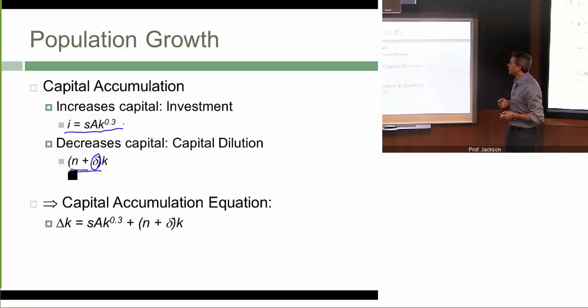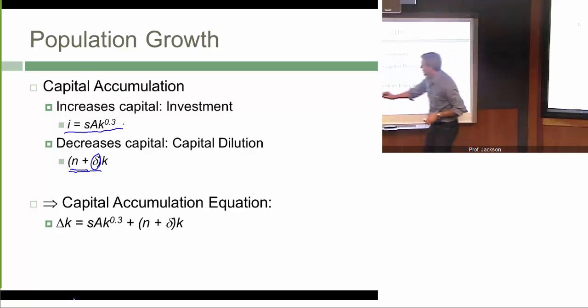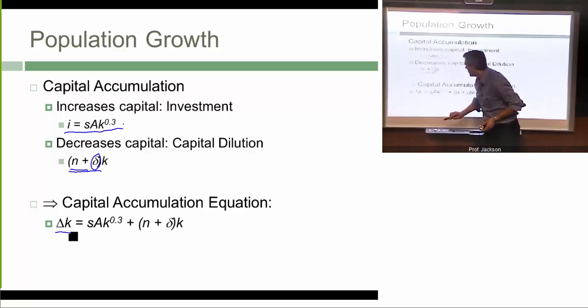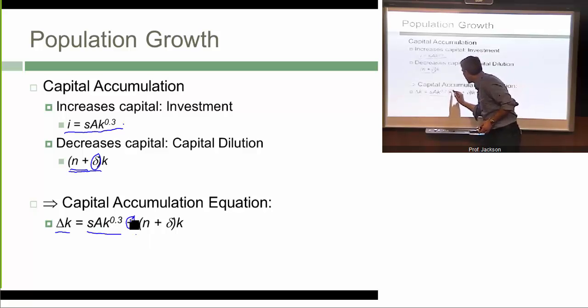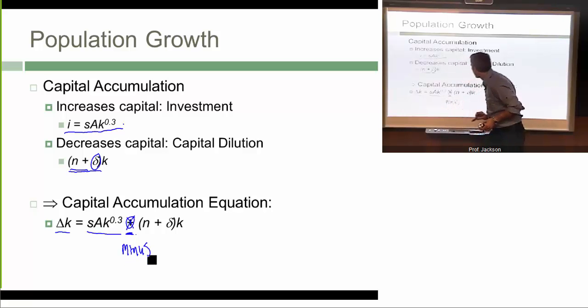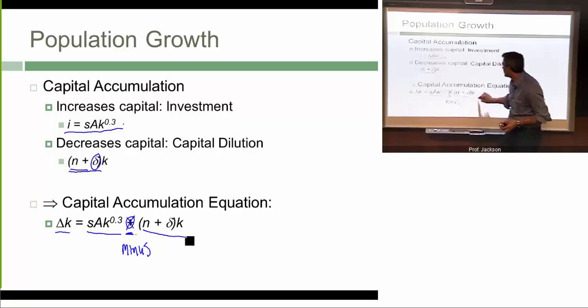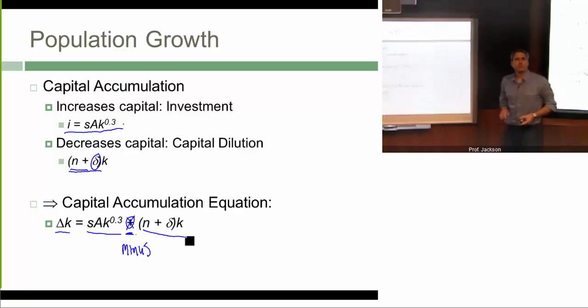And so we have this revised capital accumulation equation which says the total change in the capital stock is going to be given by how much we're adding to the capital stock. This should be a minus. Sorry. That should be a minus right there. Minus what's being taken away with the effects of population growth and depreciation. Okay.